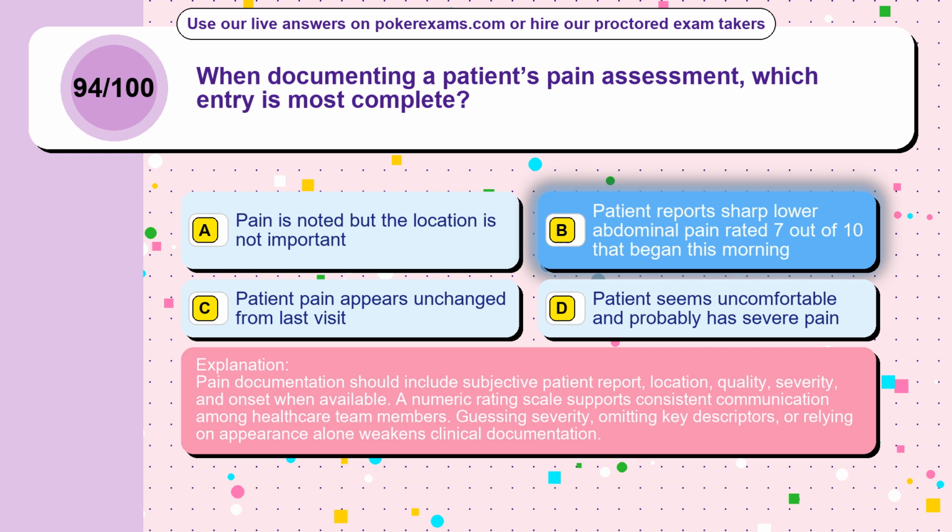Pain documentation should include subjective patient report, location, quality, severity, and onset when available. A numeric rating scale supports consistent communication among healthcare team members. Guessing severity, omitting key descriptors, or relying on appearance alone weakens clinical documentation.